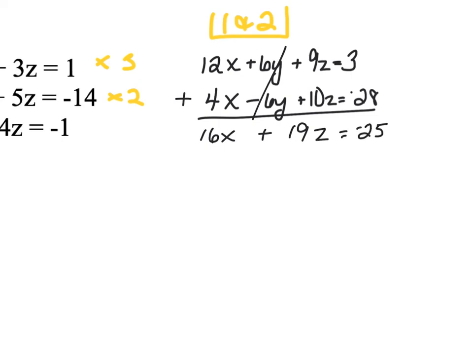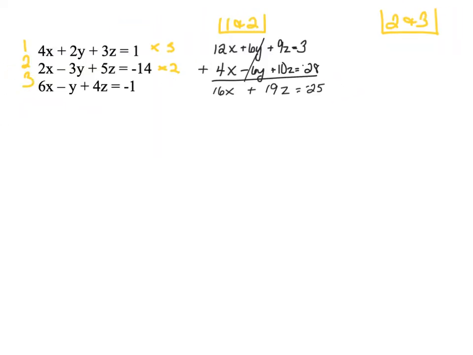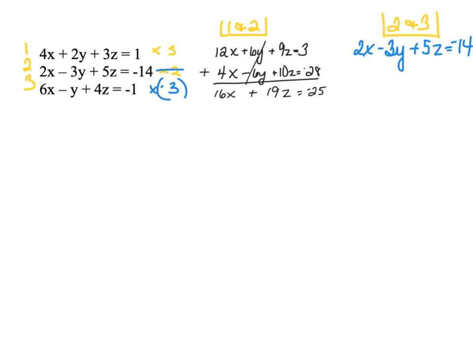So I'm going to do another elimination, this time with equation 2 and 3. So if I multiply this time the bottom one by negative 3 and I leave the second one alone, I will have opposite y values. So this equation 2 remains the same, and equation 3 I'm multiplying by negative 3 gives me negative 18x plus 3y minus 12z equals positive 3.